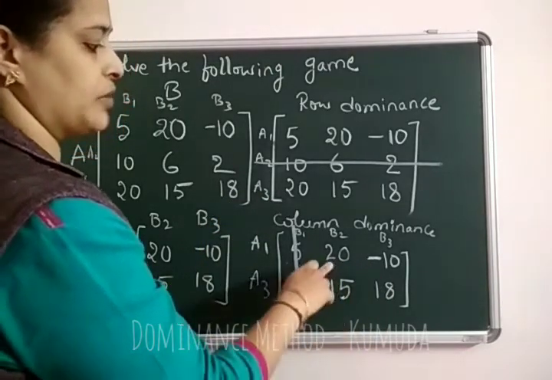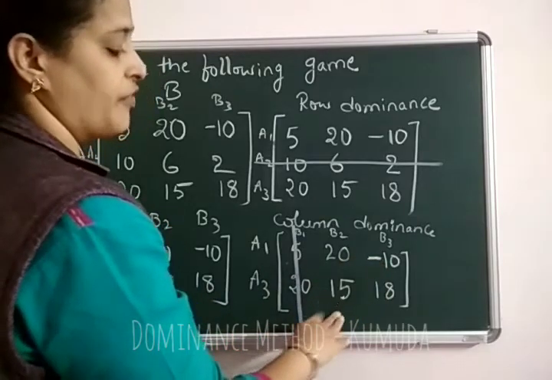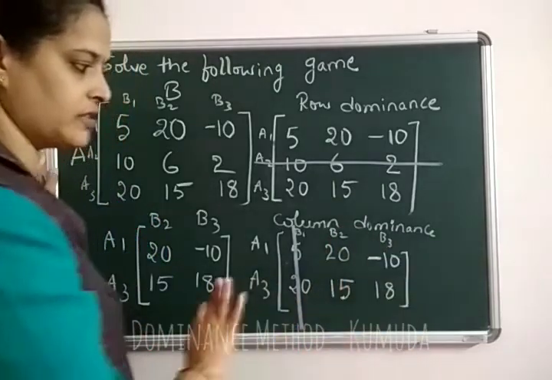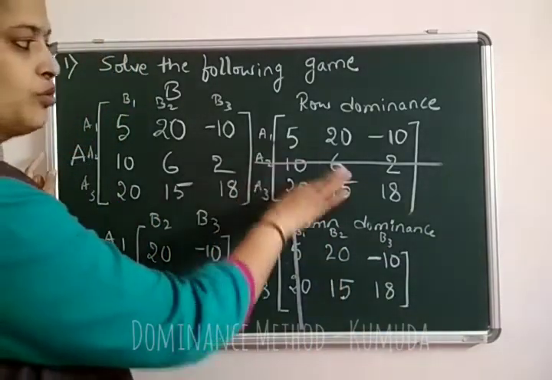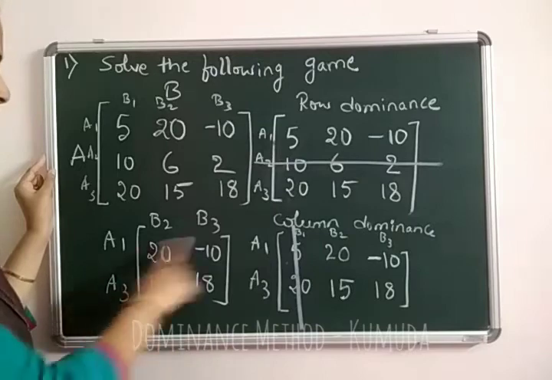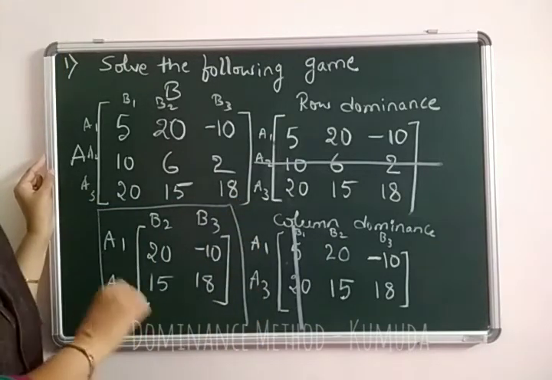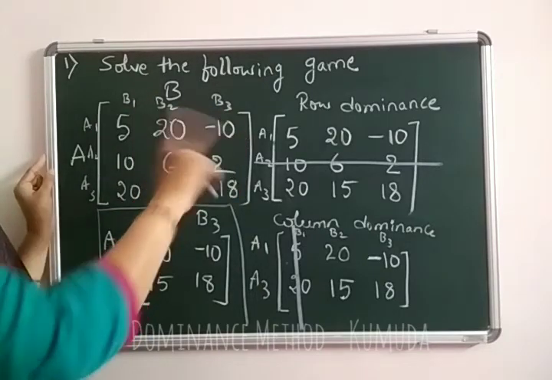We can see that because 20 and -10, when we compare, 15 is not more than 18. Come back, -10 is not more than 20. So both ways, there is no more column dominance here. There is no more row dominance. At last, we get back a 2 cross 2 matrix as the resulting matrix after the dominance law.